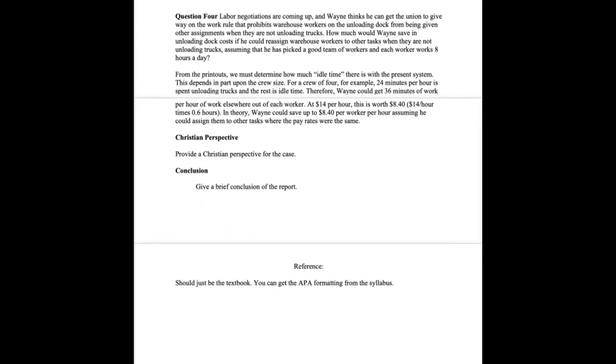So make sure that you include that in your question 4, and don't forget a Christian perspective and then a conclusion. Now remember, some of you are including the ISBN number in the reference page. You don't need to add that, so go ahead and don't, but just make sure that you're including the reference pages. Of course, any questions or concerns you have, please let me know.